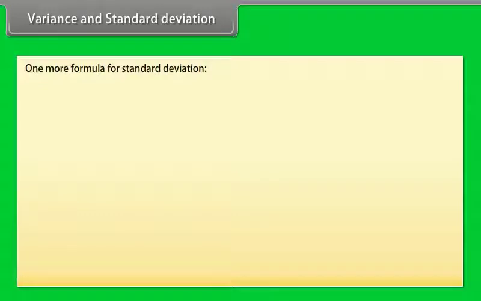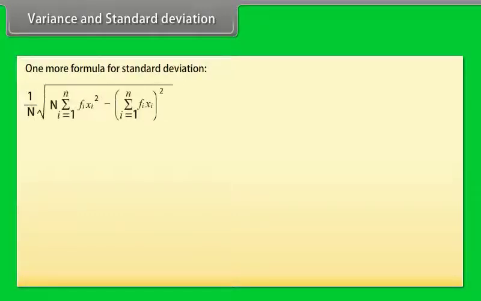One more formula for standard deviation: 1 divided by N is multiplied by the square root of the difference between the summation from i equal to 1 to n of the product of frequency fi and xi squared multiplied by capital N, and the square of the summation from i equal to 1 to n of the product of fi and xi.